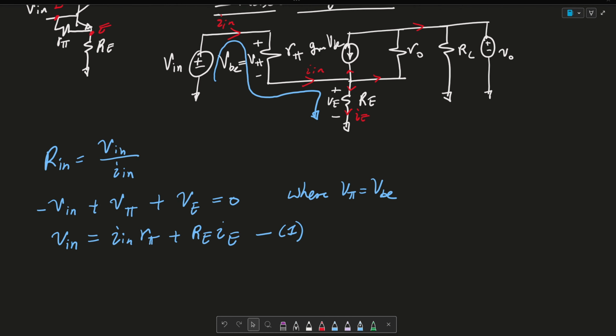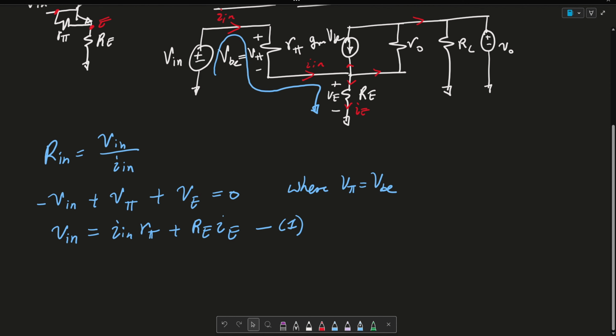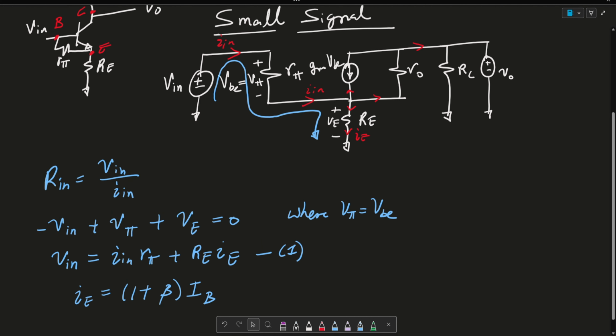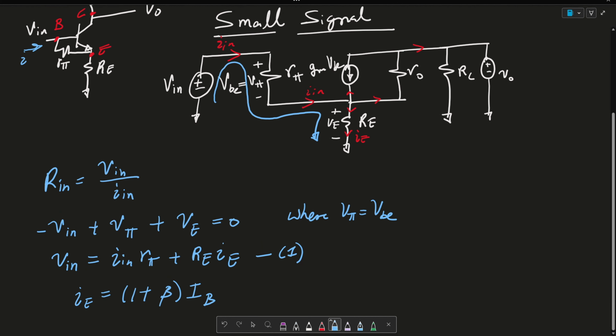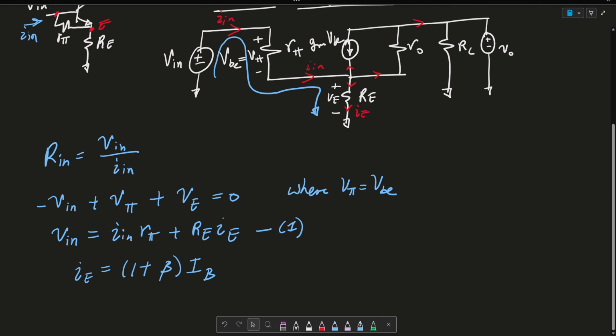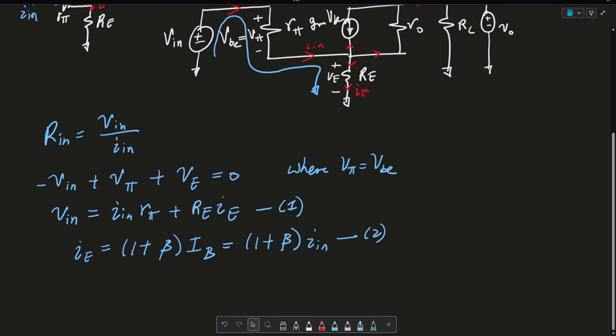Using some BJT rules of currents, we can say that IE is equal to 1 plus beta IB, where again IB is just In because this is In right here, which is connected to the base. So this is equal to 1 plus beta In. So this is our second equation. Let's go ahead and plug IE into this equation.